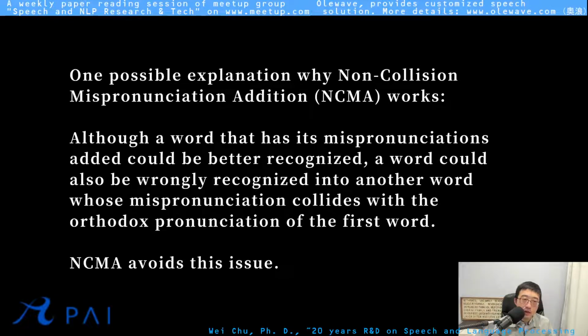So I'm going to read this. Why does our NCMA work? This is my thought. It might not be wrong, might be correct, but this is my thought. Although a word that has its mispronunciations added could be better recognized, a word could also be wrongly recognized as another word whose mispronunciations collide with the orthodox pronunciation of the first word. And NCMA avoids this issue.